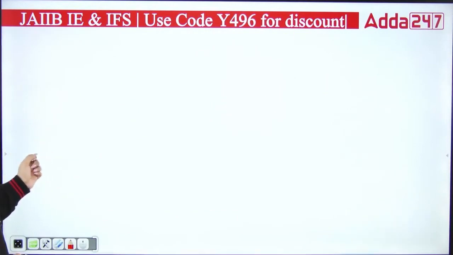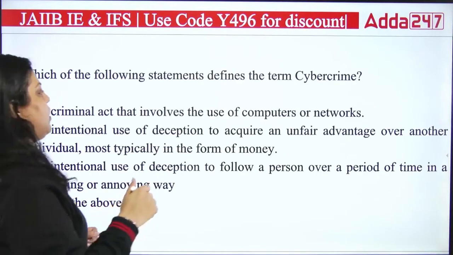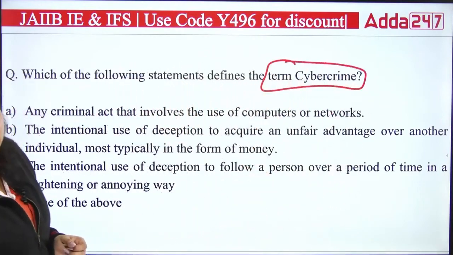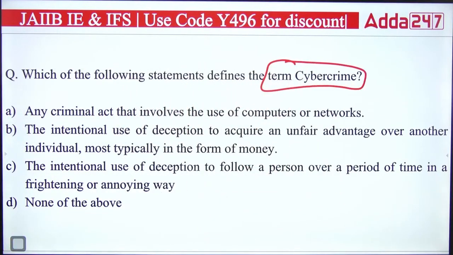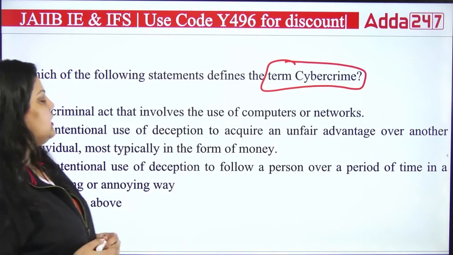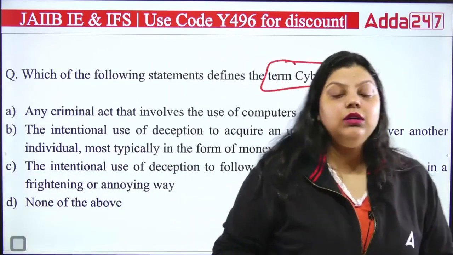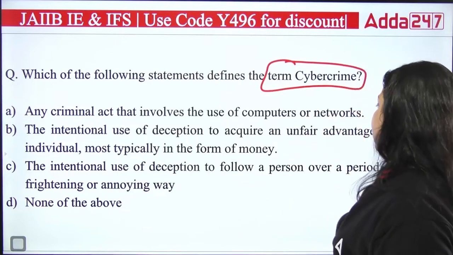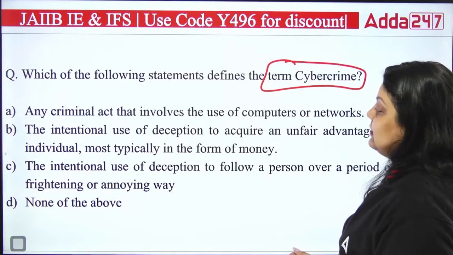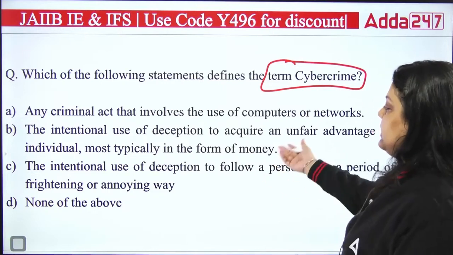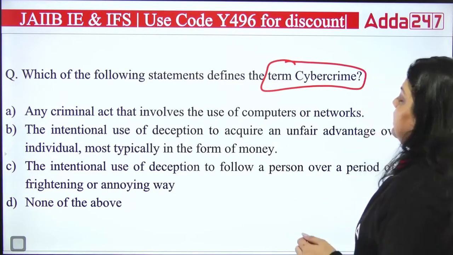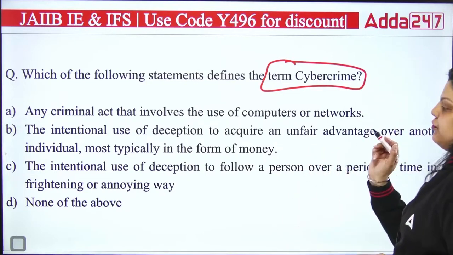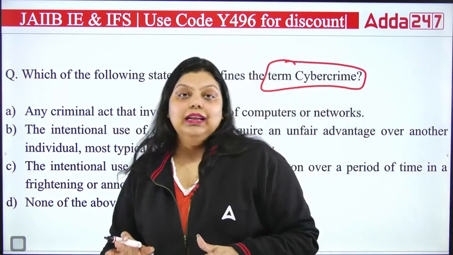Okay. Next we have here, which of the following statements defines the term cybercrime? A: any criminal act that involves the use of computers or networks. B: the intentional use of deception to acquire an unfair advantage over another individual, most typically in the form of money. C: the intentional use of deception to follow a person over a period of time in a frightening or annoying way. D: none of the above.